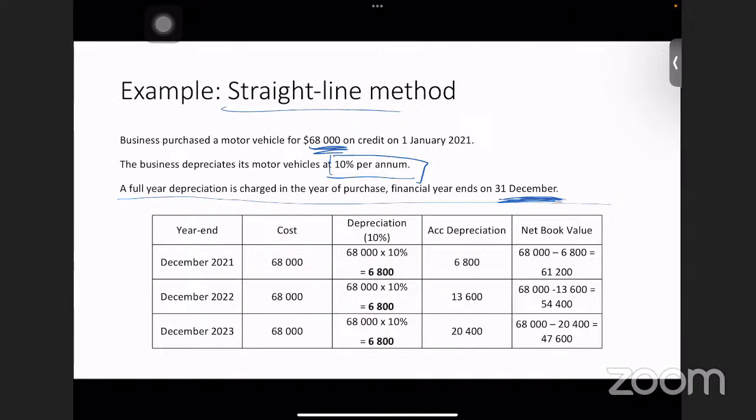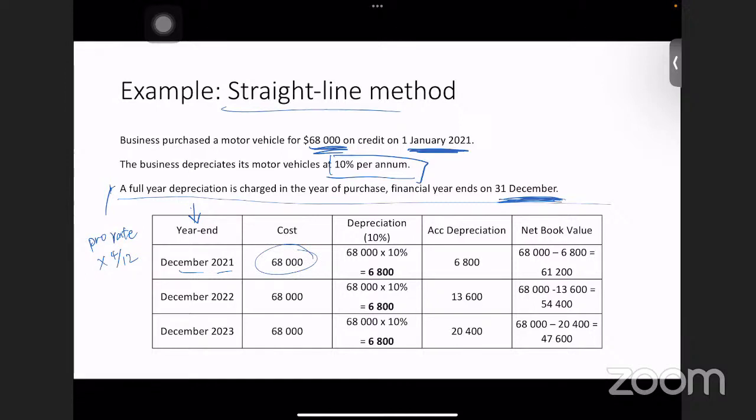If they do not include this sentence, then you will need to prorate your depreciation. So you need to count how many months you have it, and then you just multiply by the months, like 4/12, 3/12, 7/12. Okay, so in this case, we don't have to, we just count the full year. So for here, my first column, it will be the year end. So my first year end for this motor vehicle that I bought, it will be in December 2021. My cost will be this 68,000.